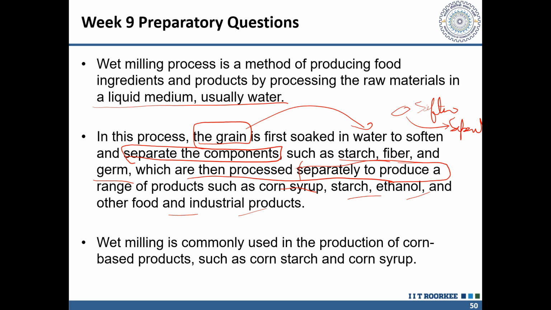Therefore, the wet milling process is mostly used as it will result in a high yield of products. But as it is a very complex method, small scale industries generally do dry milling only. But there are very high advantages of wet milling, as we can obtain different types of products, as we have separated all the things in the initial phase only. So wet milling is commonly used in the production of corn-based products such as cornstarch and corn syrup. This is the major thing which we do for wet milling.